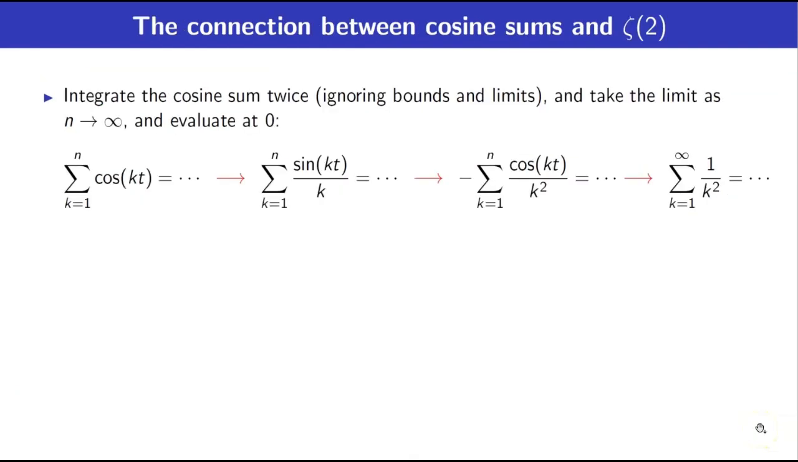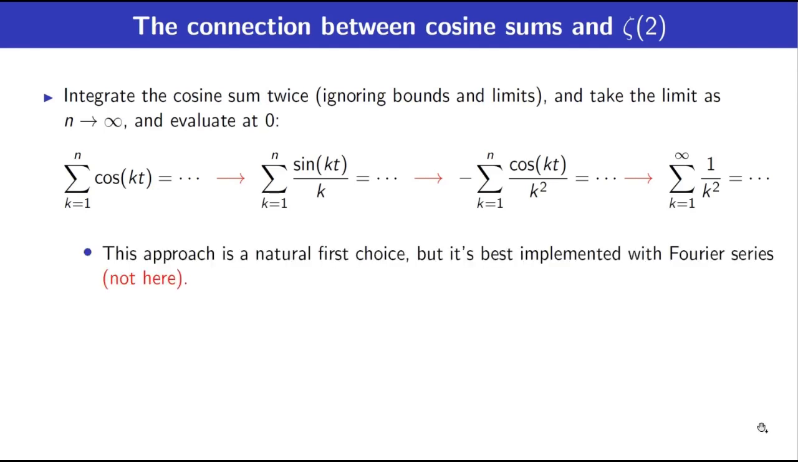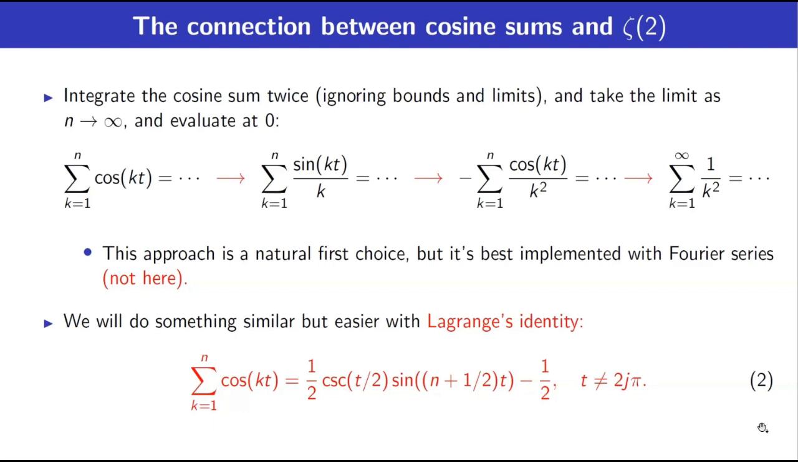So what is the connection between cosine sums and zeta of 2? If we proceed informally and integrate the cosine sum twice, ignoring bounds and constants, take n to infinity, and evaluate at 0, then we have zeta of 2 popping out at the end. This observation is probably the easiest to stumble onto initially, and it shows an obvious connection, but the best way of pursuing it uses Fourier series, so that's not the approach for us. We're going to do something similar but easier with Lagrange's identity, equation 2, which gives an explicit formula for the cosine sum.